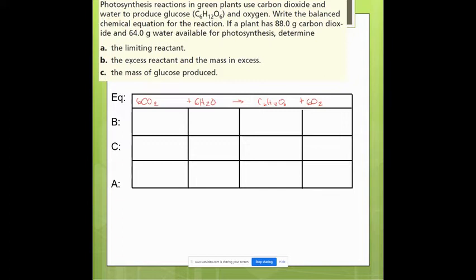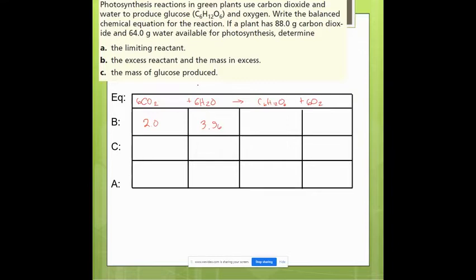All right, they're telling us that we're starting out with 88 grams of carbon dioxide, and the molar mass for carbon dioxide is 44. So if we take 88 and divide by 44, that gives us 2 moles. Here we have 64 grams of water. If we divide that by 18, that is going to give us the moles of water, and that ends up being 3.56 moles.